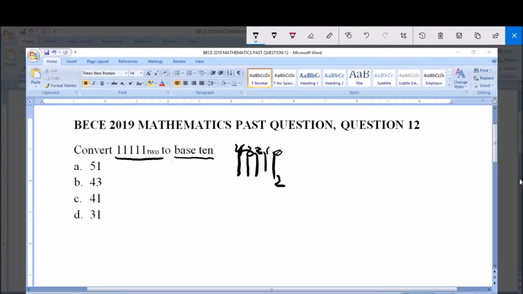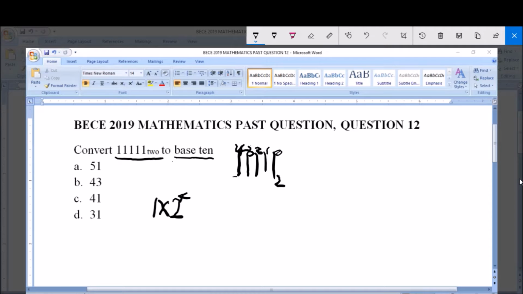Now we multiply each of these numbers by the base raised to the power that is given to them. What do I mean? Let's start with the first number here, which is 1. So we'll have 1 times the base, which is 2. Remember, we're trying to convert to base 10, so we multiply by the base, which is base 2, raised to the power of this number here, 4.